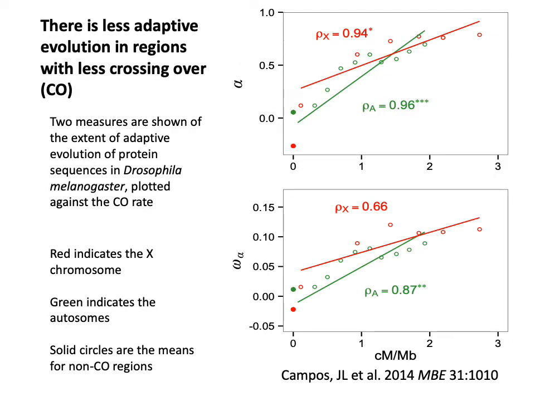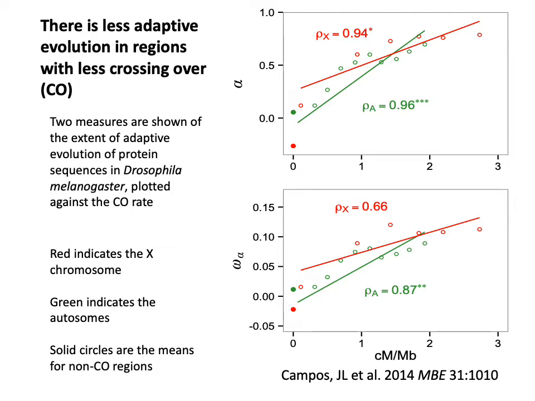Here are some results from our own studies of populations of Drosophila melanogaster and a comparison with a closely related species. What we've done is to take groups of genes and bin them according to their rates of crossing over. That's on the x-axis, centimorgans per megabase. For each group of genes, we've estimated two parameters of the rate of adaptive evolution of the protein sequences controlled by the genes. Alpha in the top panel is the proportion of amino acid substitutions between the two species that are estimated to have been fixed by positive selection. Omega A in the bottom panel is the rate of evolution caused by positive selection relative to the neutral expectation.